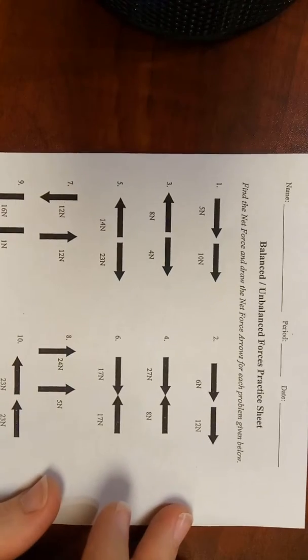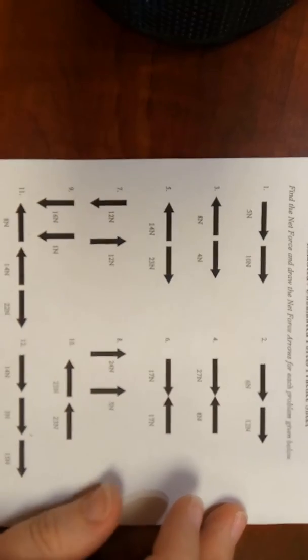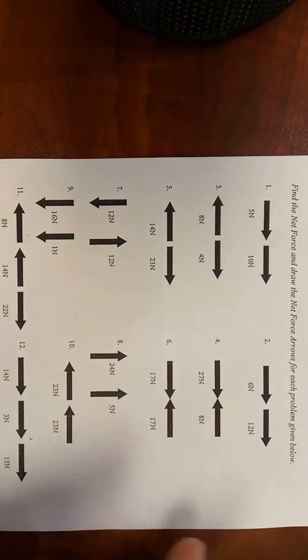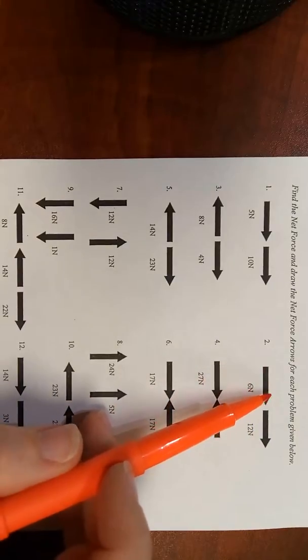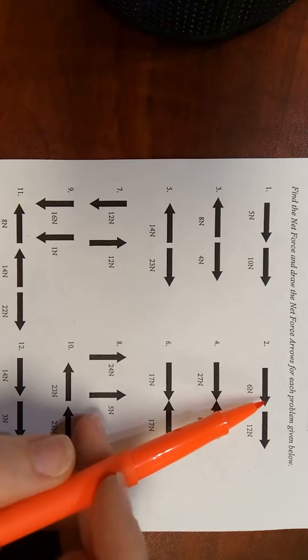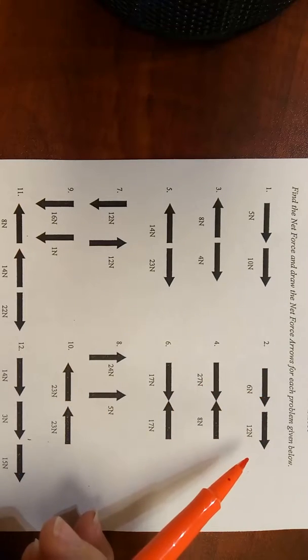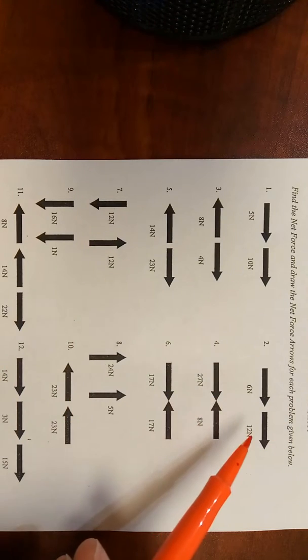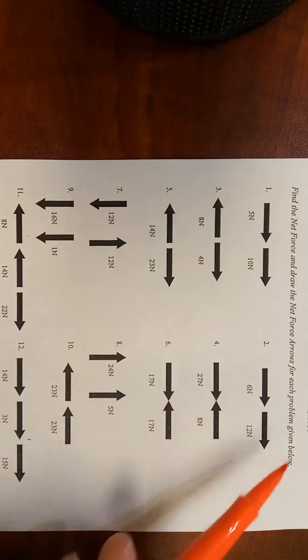Alright, today we're going to work on our balanced and unbalanced forces practice worksheet. So we're learning about forces in class. Forces are going to be demonstrated with a vector. A vector is a line with an arrow, so it shows a direction, and then the length of the arrow will show us their magnitude. This isn't to scale, but usually a larger force would have a larger arrow. But this is just practice.